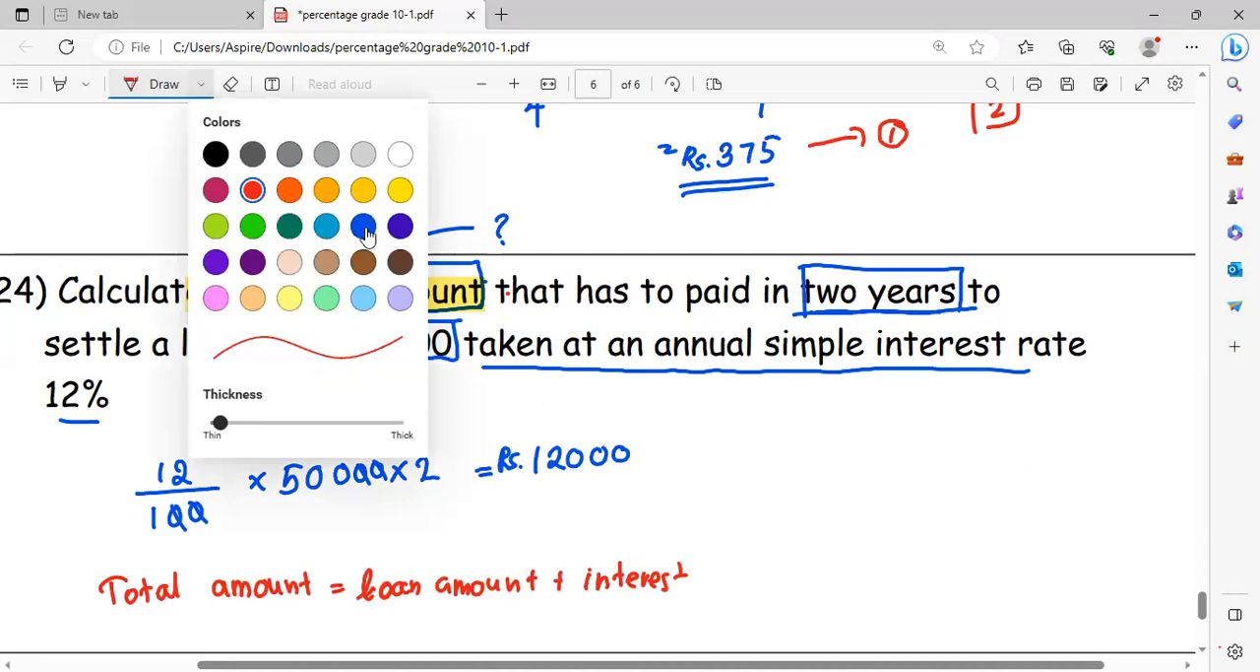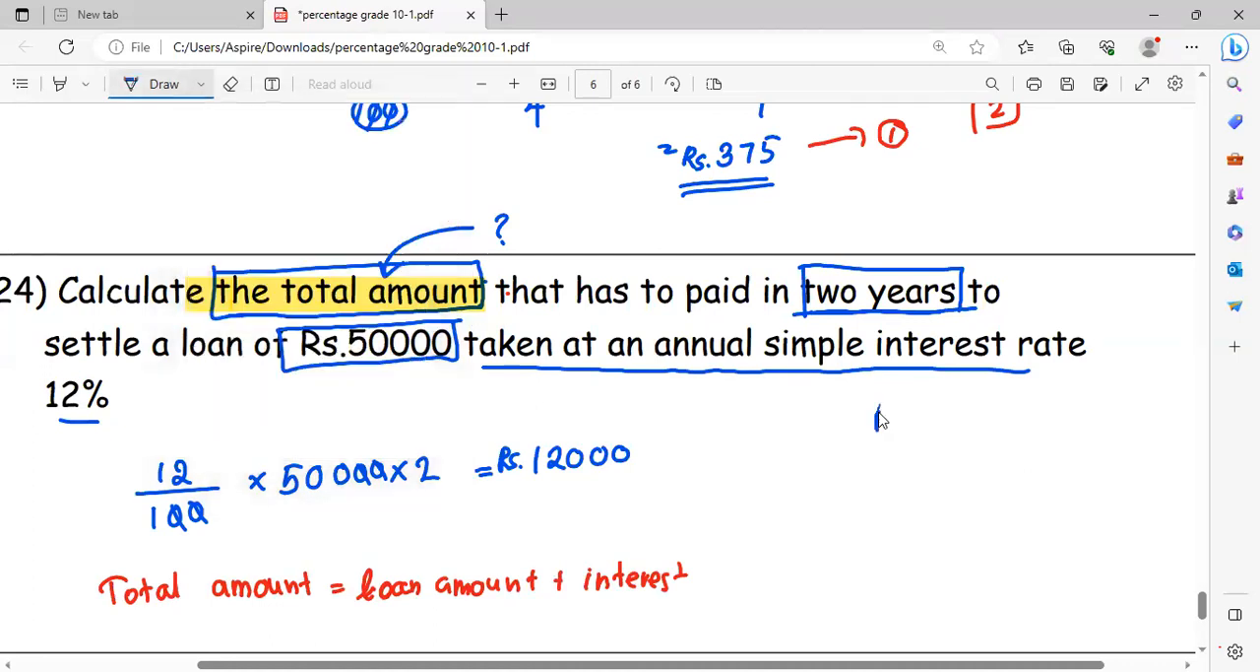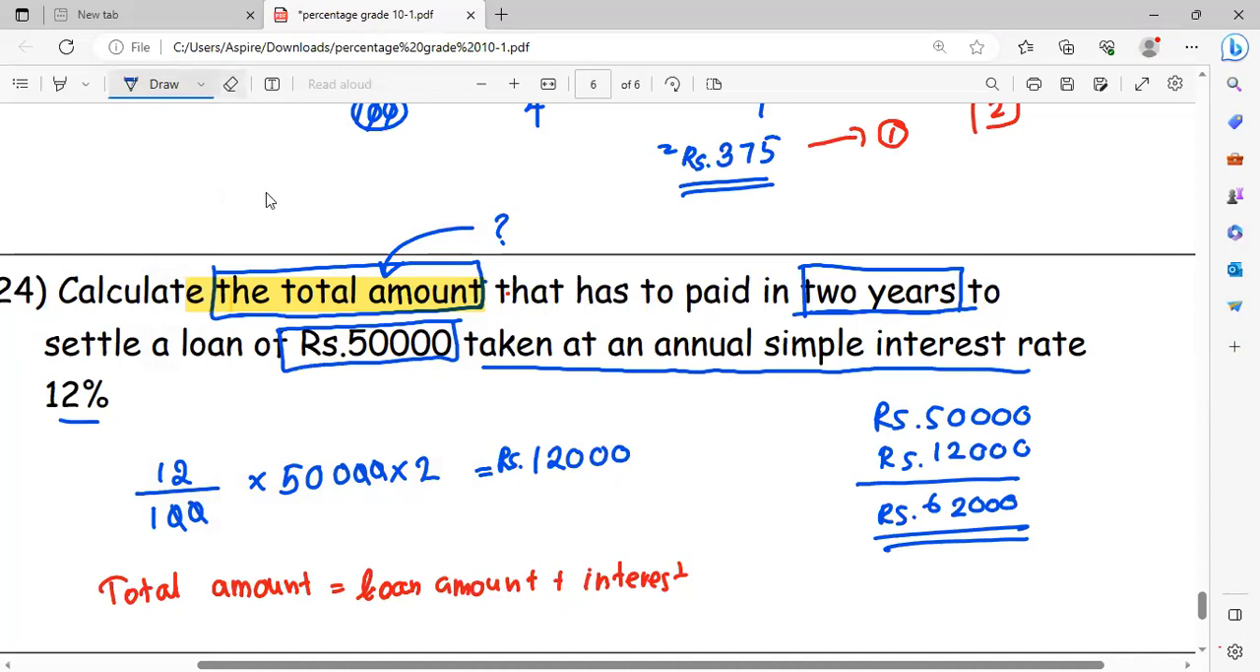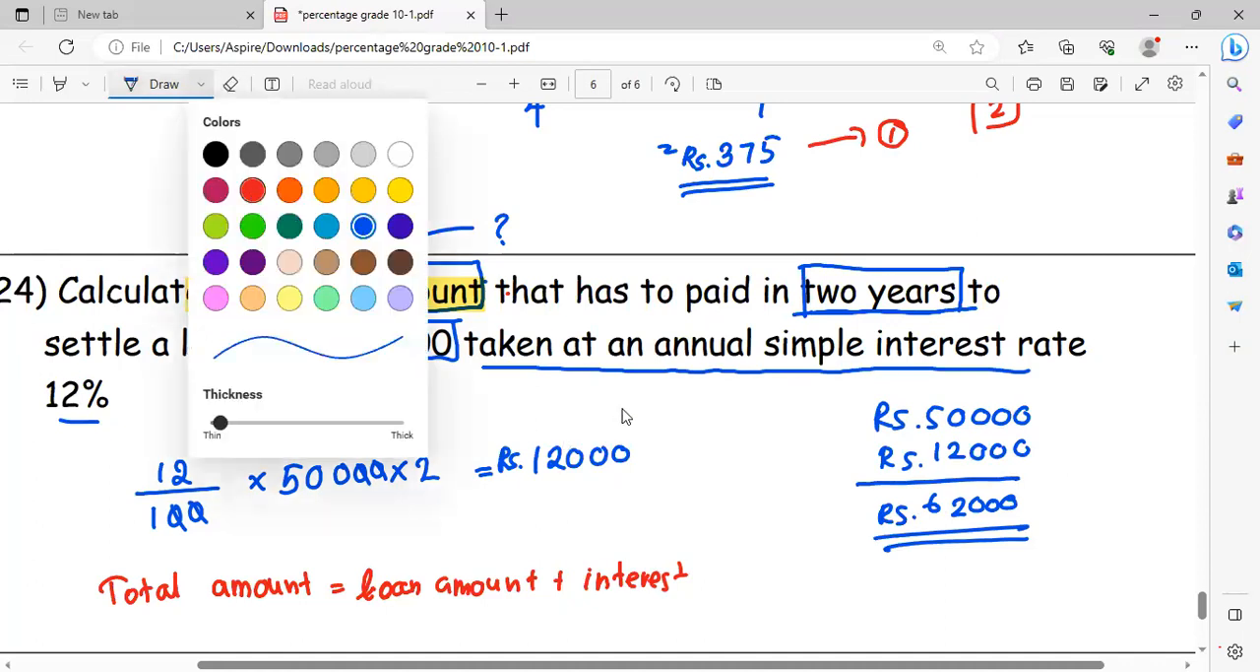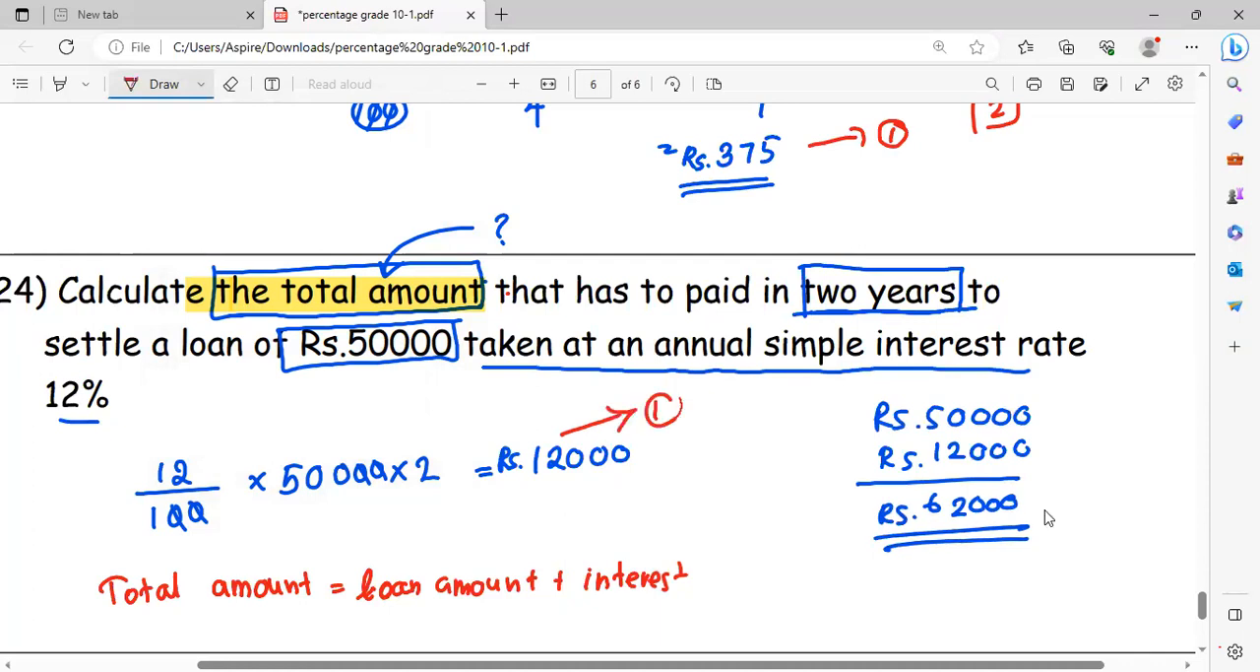Okay. Then the loan amount is 50,000. Interest is 12,000. Then what is the total amount that should be paid to settle the loan? It is 62,000. Okay. So don't forget to check what they have asked. Actually, for calculating the interest 1 mark and for obtaining the total amount 1 mark, altogether 2 marks are given.